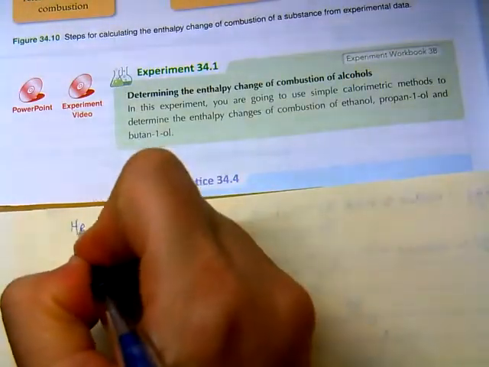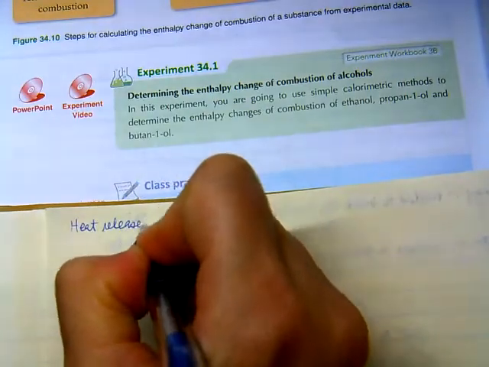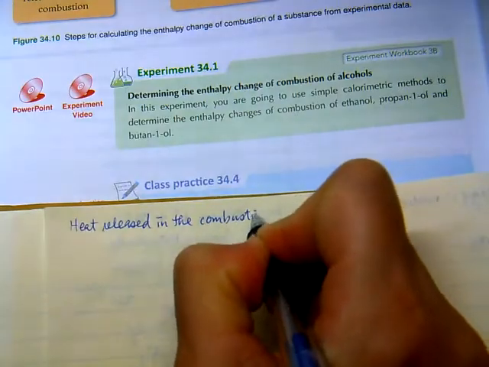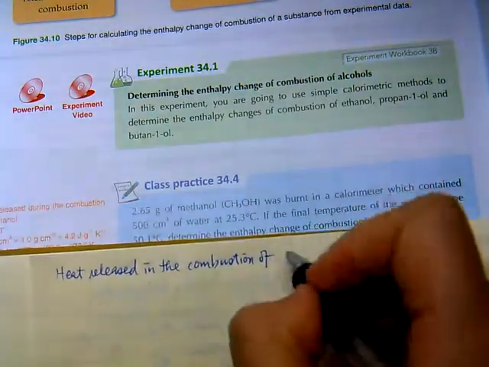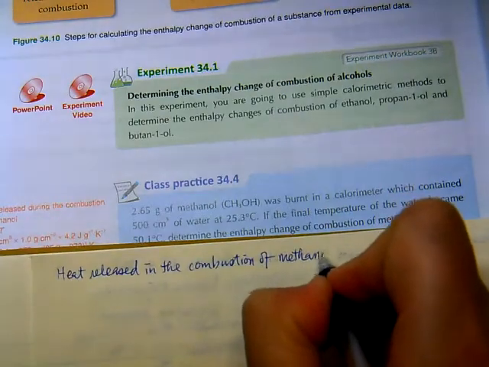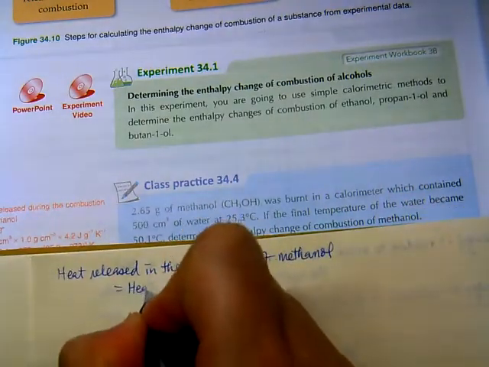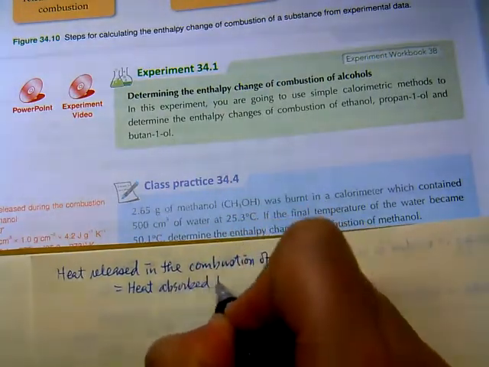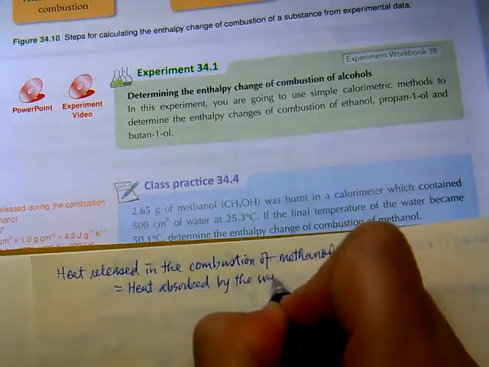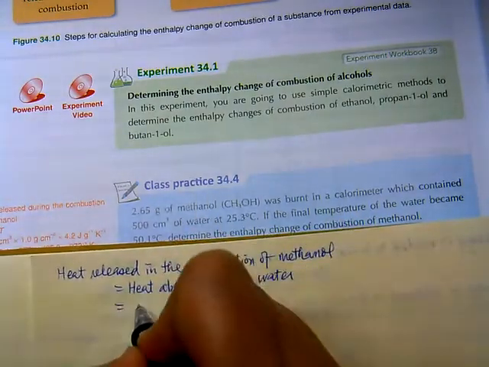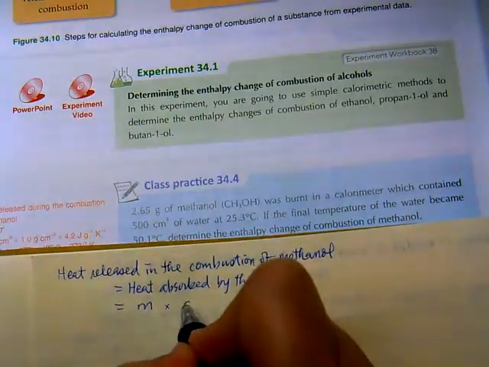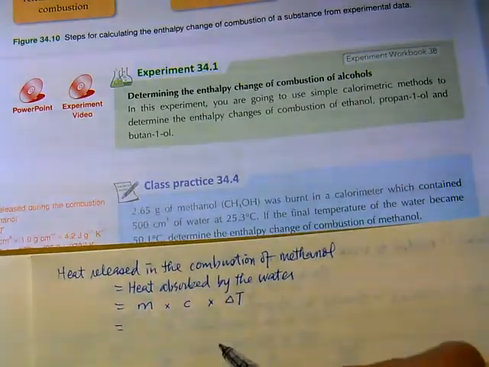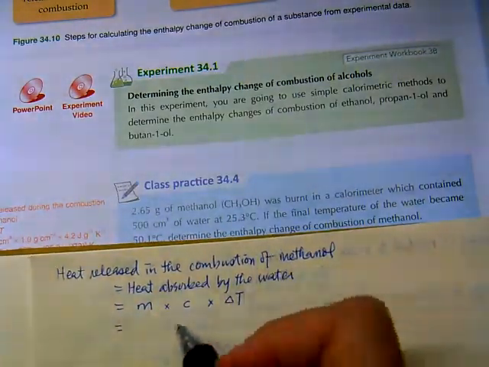Now, first of all, write down heat released in the combustion of methanol is transferred to the water, therefore it is equal to the heat absorbed by the water inside the calorimeter, which is equal to the mass of water times the specific heat capacity of water times delta T. Substitute all the data.